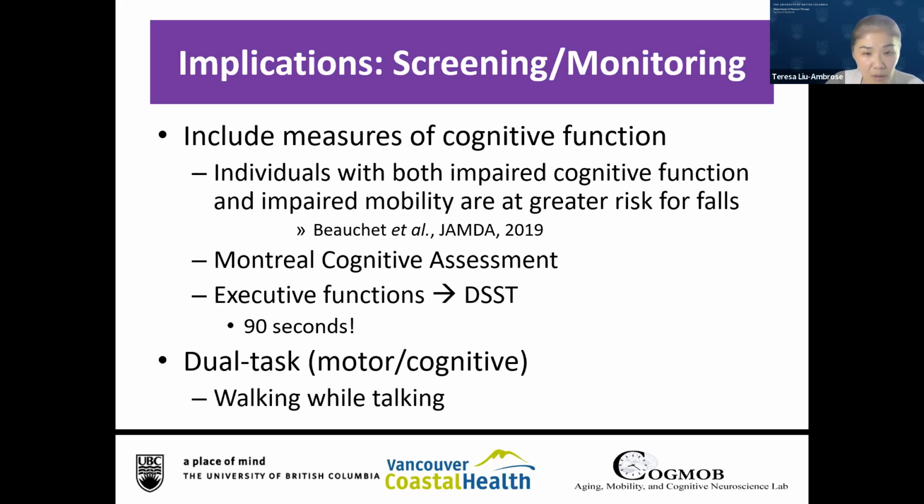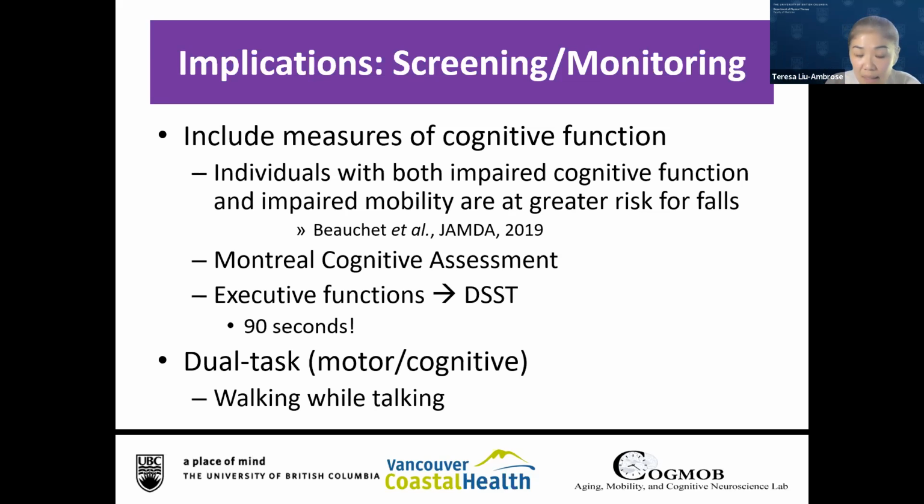Another aspect of cognition that includes motor ability is a dual task test, and there are many out there. When I refer to dual task, I am referring to performing motor and cognitive tasks together, and there's a variety of tasks you could use. There is a dual task version of the Timed Up and Go, where someone carries a water jug. But to me, that's motor and motor dual tasking versus motor and cognitive.